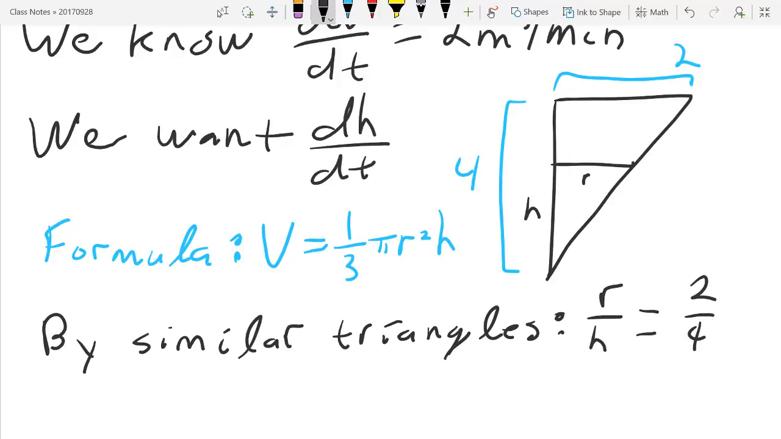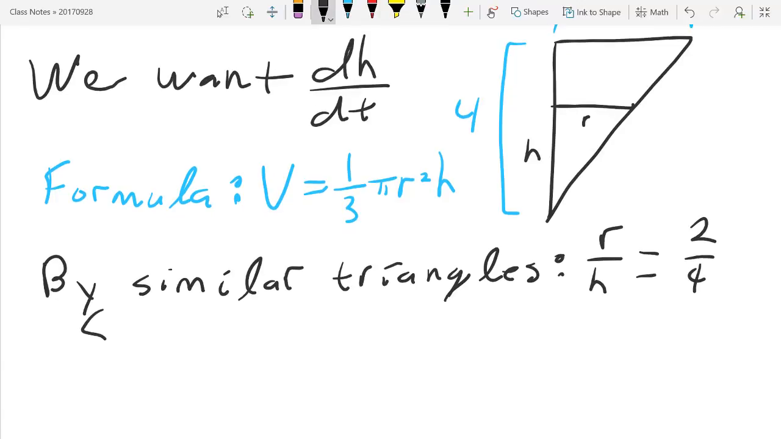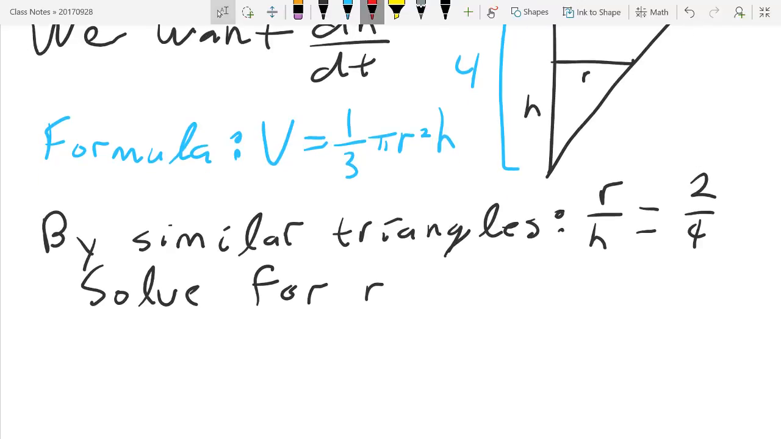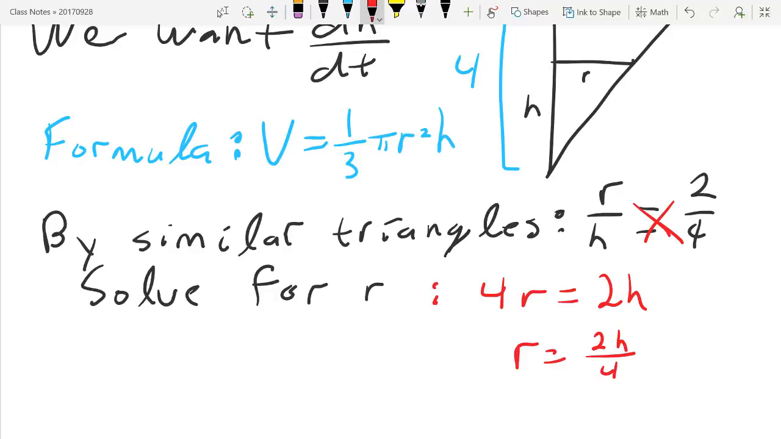Because what I'm going to do here is solve for r. Okay? You can do the cross multiply here, and you'll get 4r equals 2h. So r equals 2h/4, or that's another way of just saying 1/2 h.